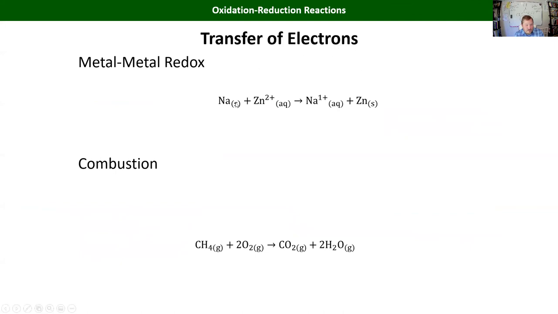Redox reactions, like I said, if it's metal-metal redox, they tend to be really easy to recognize because you can just look at the charges on the metals before and after. If you have a charge that's changing on a metal before and after, it's 100% a redox reaction. So in this case, sodium metal with zinc ion turning to sodium ion and zinc metal.